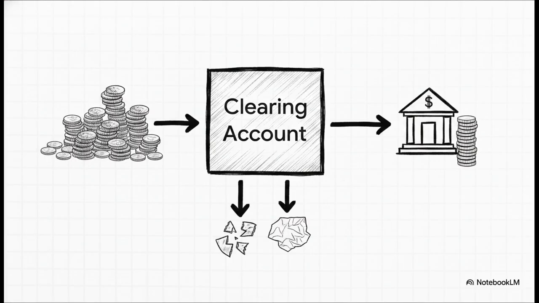You map the sales in as income, you map the fees and refunds out as expenses and debits, and what's left over, just sitting there in that clearing account, that is the exact net amount that Shopify or Stripe is about to wire to your real-world bank account.